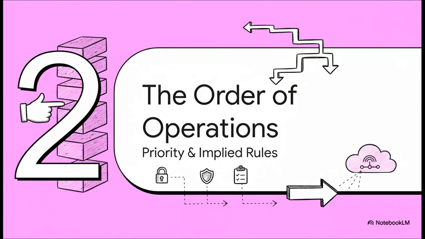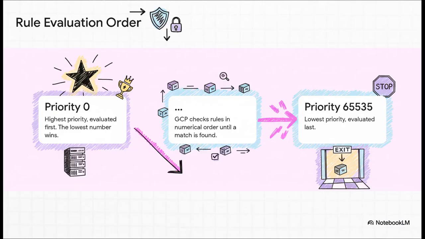Okay, so what happens when you have a whole bunch of rules? Maybe some of them even conflict with each other. How does GCP figure out which one to listen to? It all comes down to the order of operations, and honestly, this is a concept that trips a lot of people up. It's actually a pretty simple numbers game, but here's the key. The lowest number wins. A rule with a priority of 0 is the most powerful. It gets checked first. A rule way down at 65,535 is the absolute last resort.